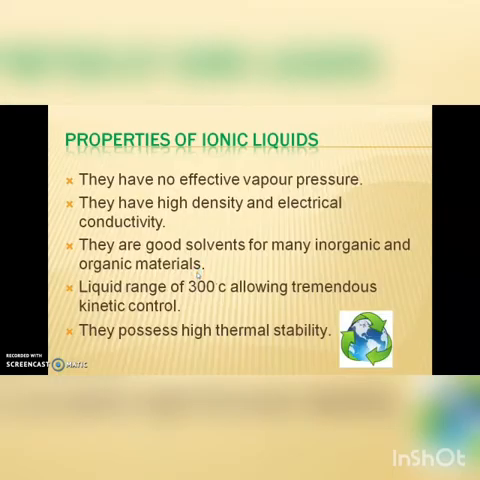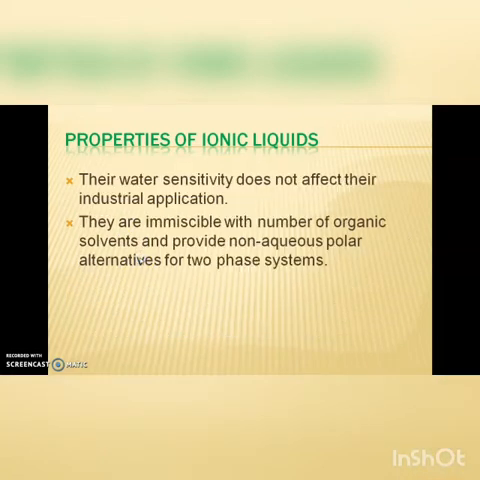The properties of ionic liquids are that they have no effective vapor pressure. They have high density and electrical conductivity. They are good solvents for many inorganic and organic materials. They have a liquid range of 300 degrees centigrade, allowing tremendous kinetic control. They possess high thermal stability. Their water sensitivity does not affect their industrial application. They are immiscible with a number of organic solvents and provide non-aqueous polar alternatives for two-phase systems.